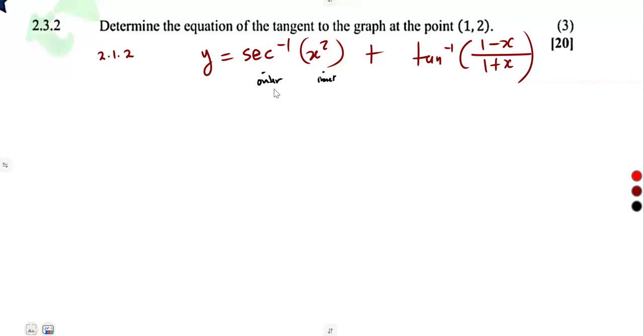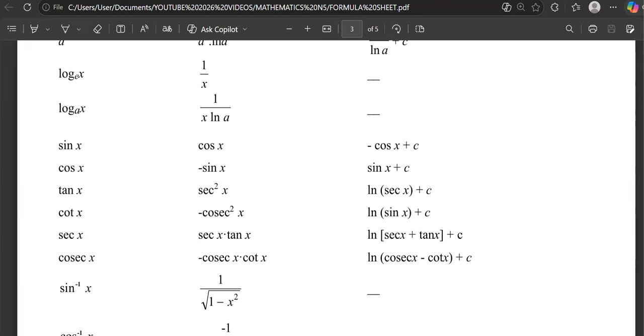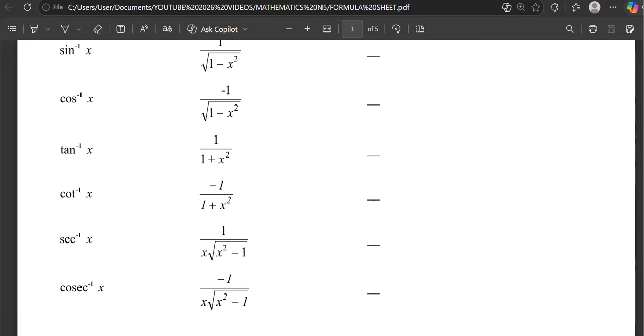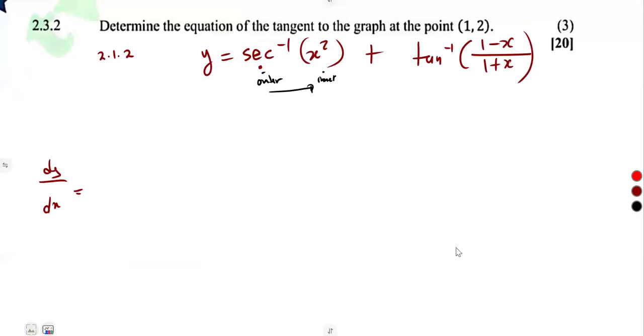The derivative of the outer going to the inner. So meaning to say our dy dx was going to be what? The outer, that is the arcsec. How do we differentiate arcsec? The derivative of arcsec of x is going to be 1 over x, square root of x squared minus 1. So we are going to use that: 1 over x, the square root of x squared minus 1.